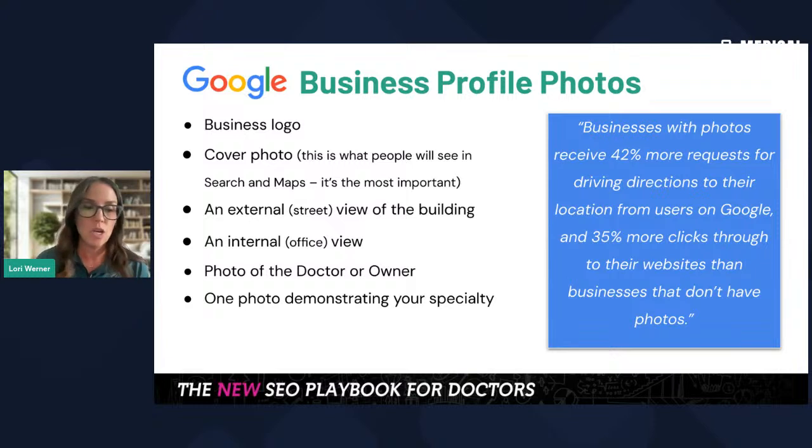And then photos. You want to make sure that you add photos. If you don't add photos, Google is adding photos for you, and a lot of times it's a picture of a dumpster in the back of your clinic. You want to make sure that you've got high quality photos. So your logo and a cover photo are the things that people are going to see on Google Search and Google Maps, so those two things are the most important. Make sure you have an external street view of the building and a picture of the inside of your office, a photo of the doctor or owner, and then a couple of photos demonstrating you at work or your team.